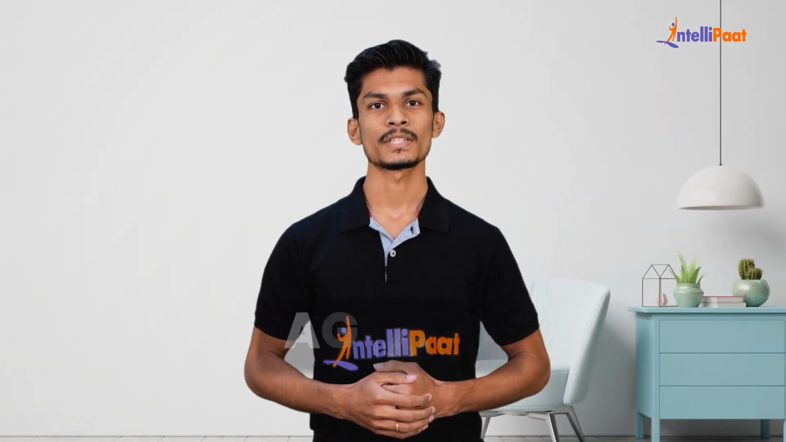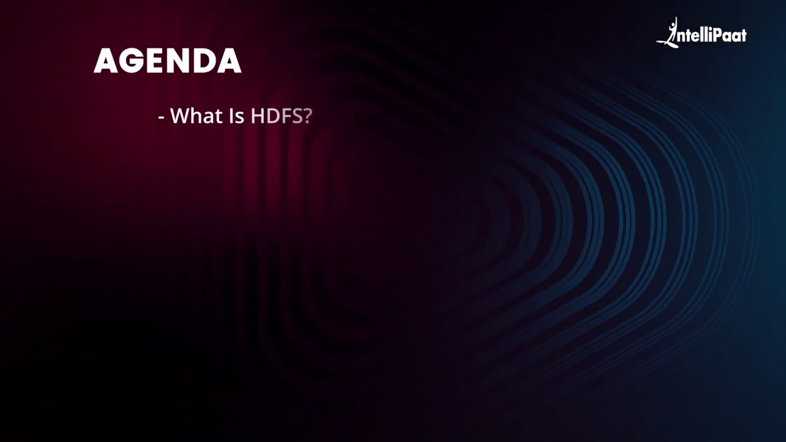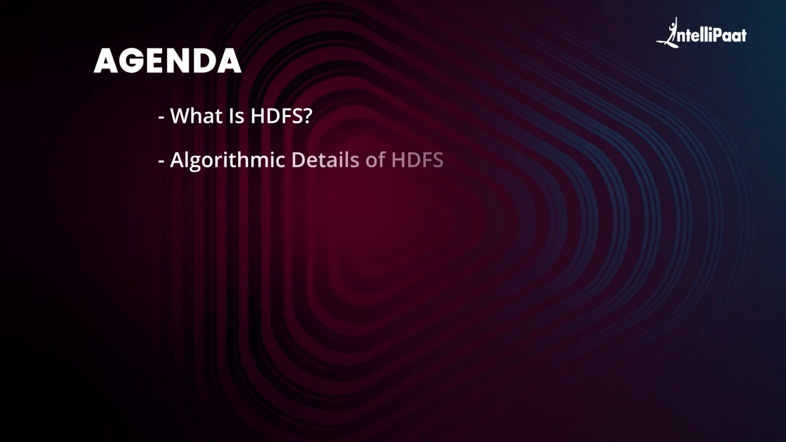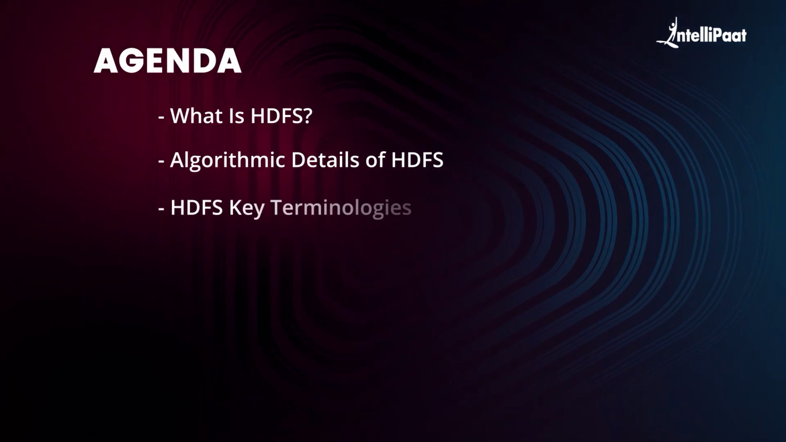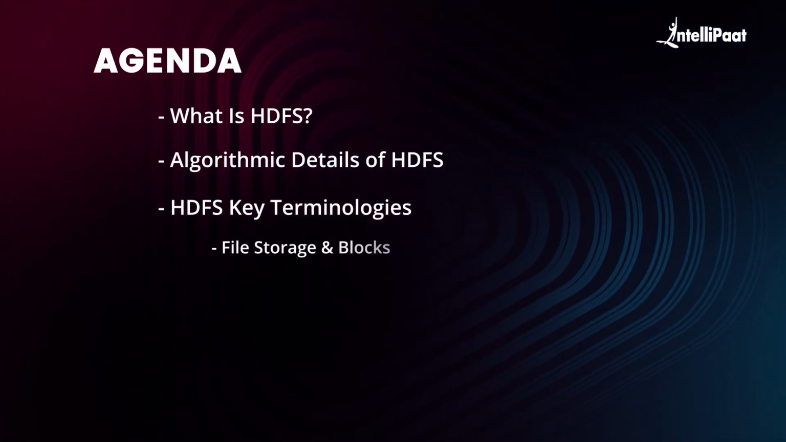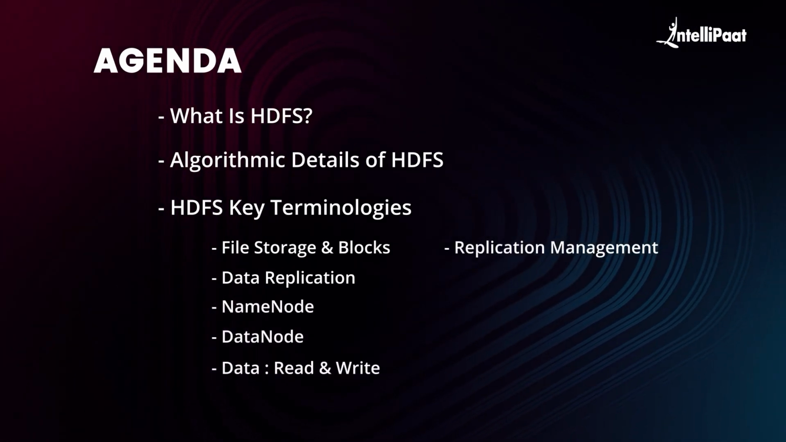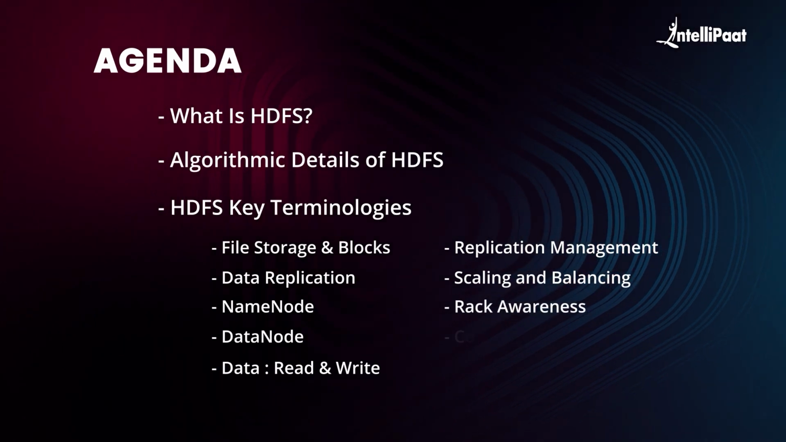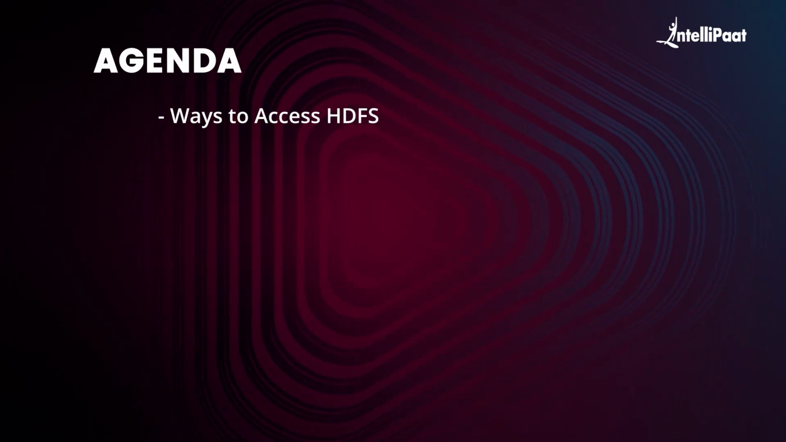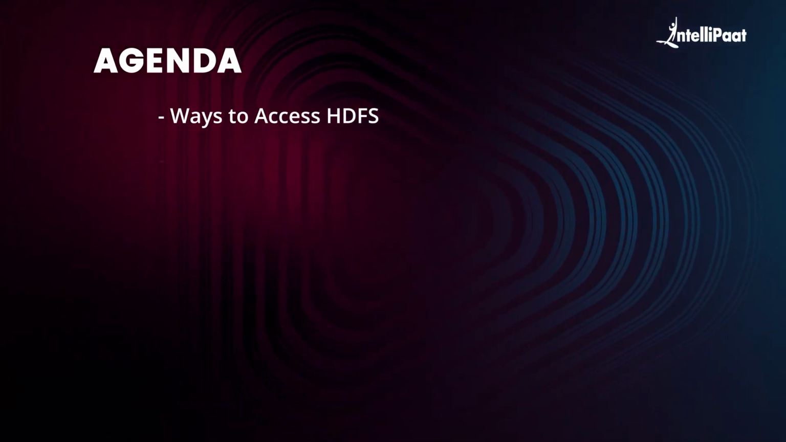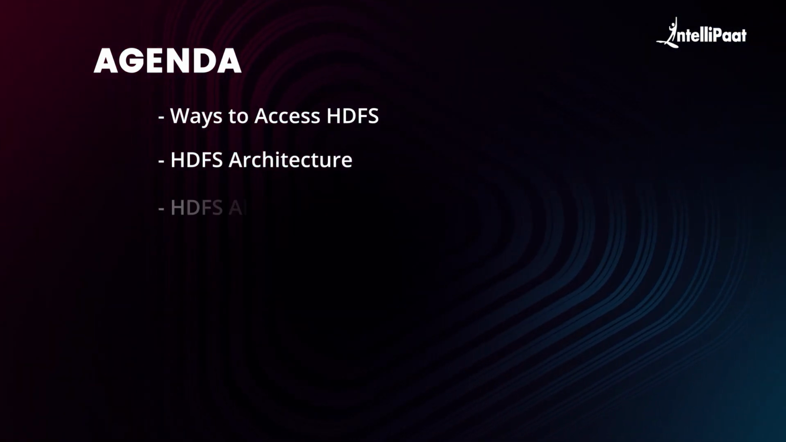First of all, let me take you through the agenda that we have for this session. We will start by understanding what HDFS is and why it is used. Then we will try to understand the algorithm it uses. During this section of the video, we will learn about a few key terminologies involved in the process of the HDFS algorithm, like file storage and blocks, data replication, name node and data node, data read and write, replication management, scaling and balancing, rack awareness, and consistency model. We will also be learning about the ways we can access HDFS. Then we will move ahead to put all these pieces together to understand the architecture of the HDFS algorithm. And with this, we will finally conclude today's video on the HDFS algorithm.